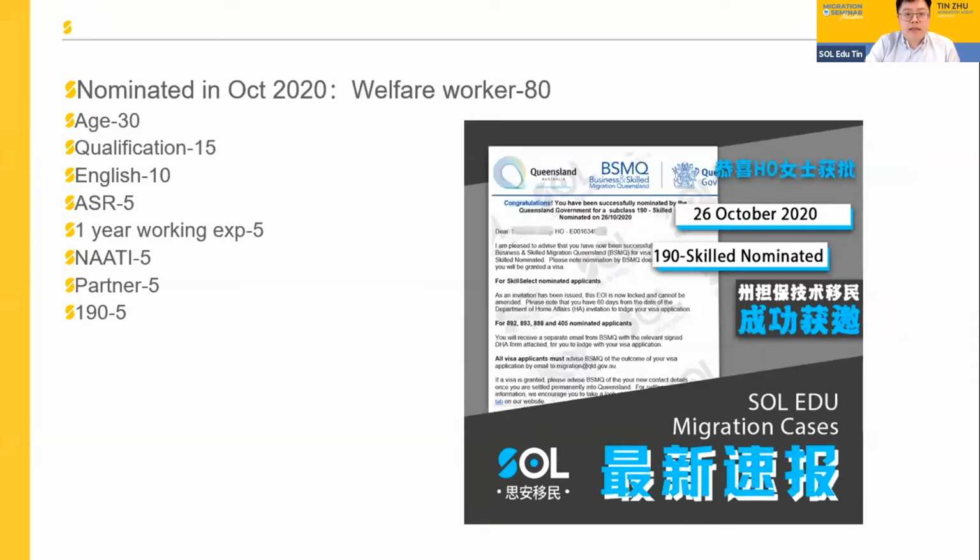Next one is welfare worker. So welfare worker or community worker is kind of tricky. If you completed a bachelor or master in social work, but you can't find a job in social worker, it's quite difficult to find the exact job title as social worker, I understand. So probably you can try to find some job in welfare or community office, then you can do another skill assessment as the community worker or welfare worker, then use this occupation to apply for 190 or 491.